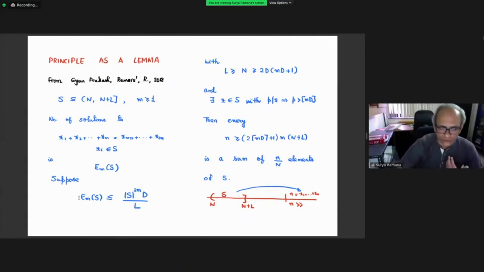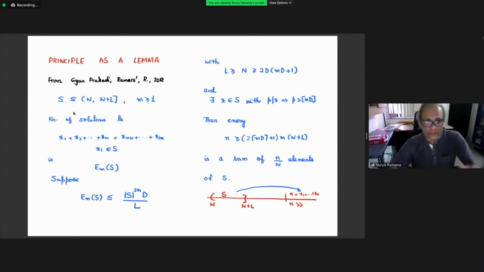So the expected upper bound for the M-fold additive energy would be cardinality S to the 2M by L. So this D represents some sort of distortion from the naively expected upper bound. If you can prove such an upper bound, where D is some number, L is the length of this interval, and cardinality S to the 2M, and L is larger than N, greater than this distortion as well, essentially.